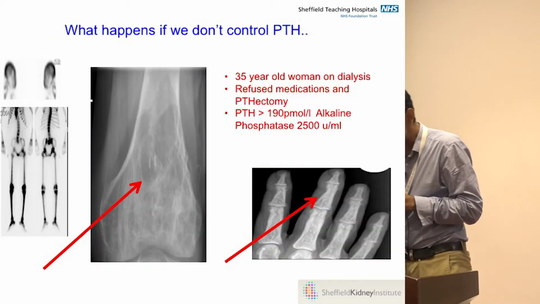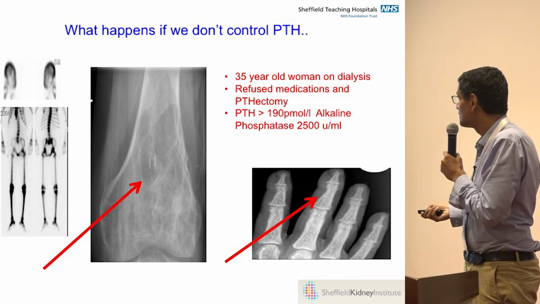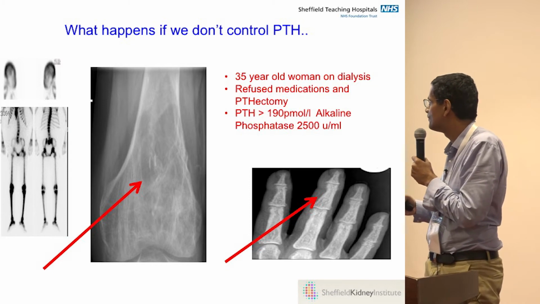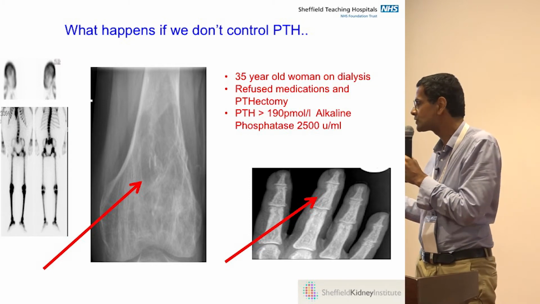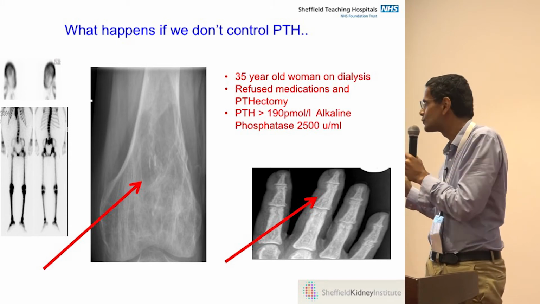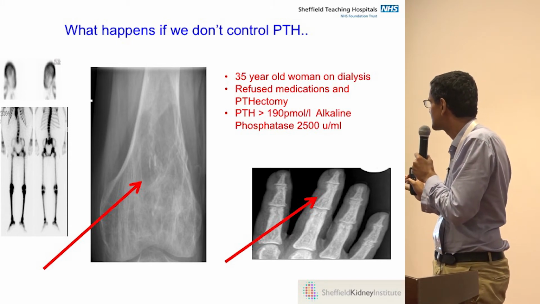So what happens if you don't treat PTH? So this is a patient. She's a 35-year-old lady who had spina bifida, so she wasn't transplantable, and she refused to take any medications, nothing at all. So she's on dialysis for years. She wouldn't take any medications.